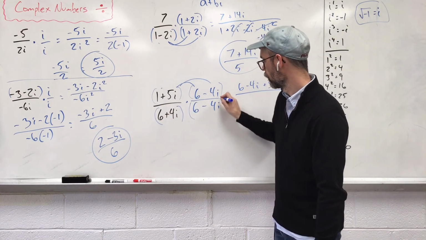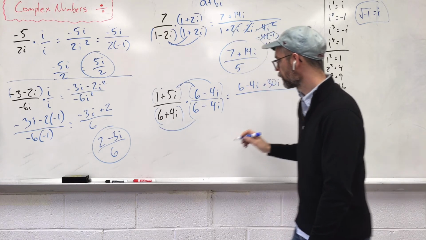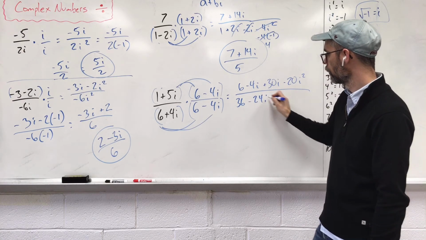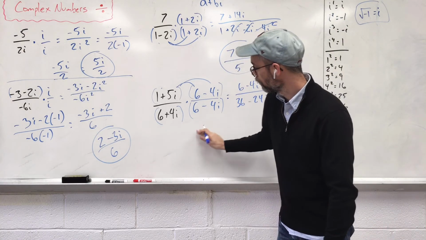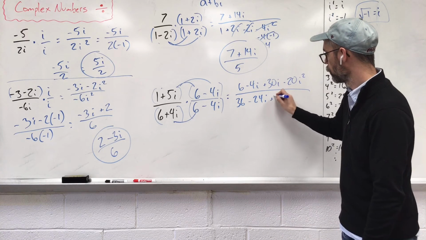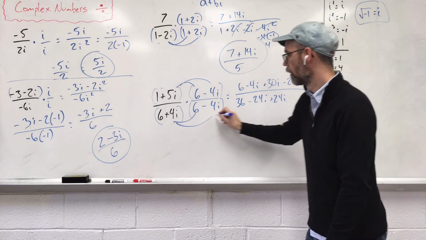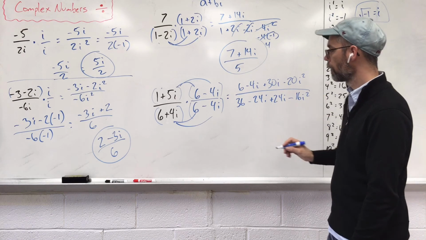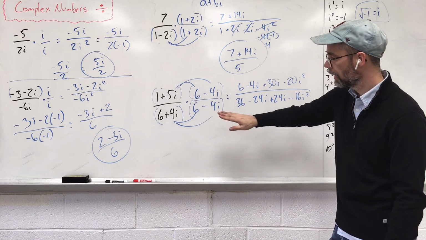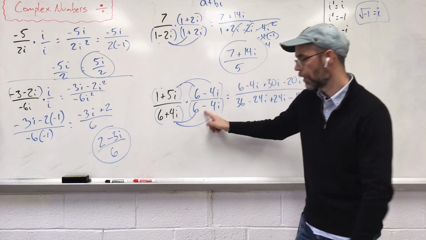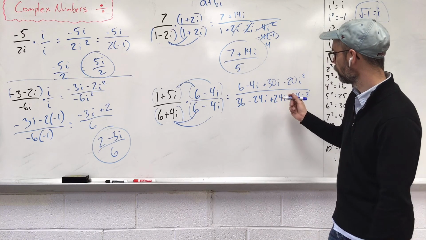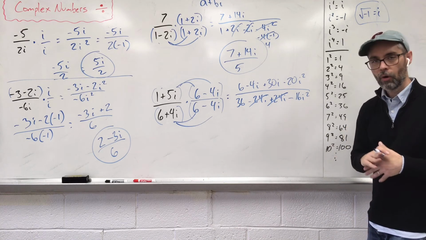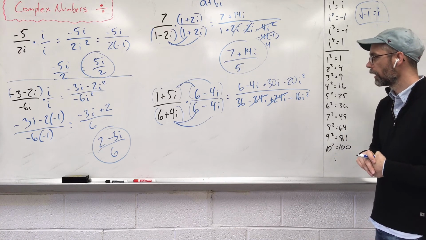Do it on the bottom. Distribute 6 to give us 36 and minus 24i. Distribute the 4i, plus 24i minus 16i squared. So the beauty about using this conjugate with the plus and the minus is every time, that's always going to happen. Those middle terms are always going to cancel out with each other. They're always going to find a way.